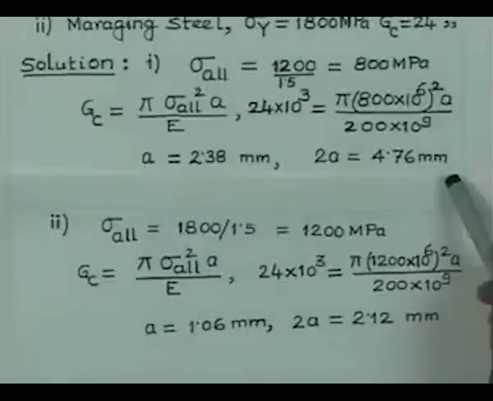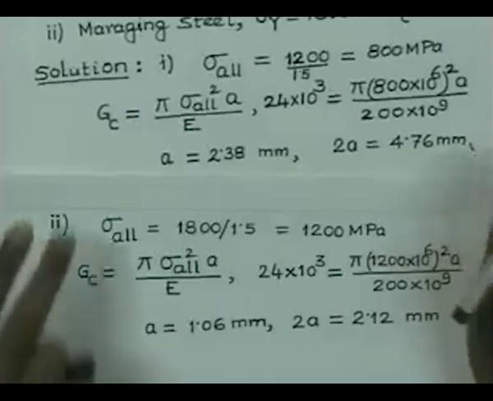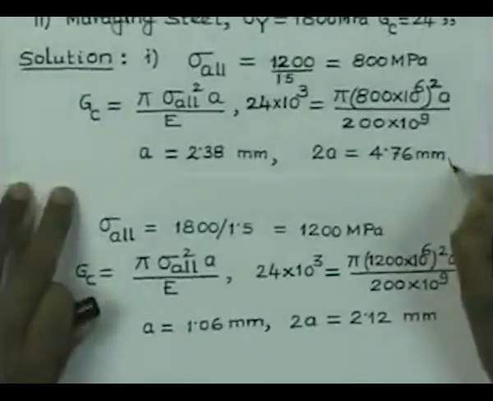So, in this case you have the material number 1 whose yield point is less, it is going to give you a larger crack size, and therefore, this is the material which is preferable. So, for this application, the first material, that is low alloy steel, is the one you should go in for.